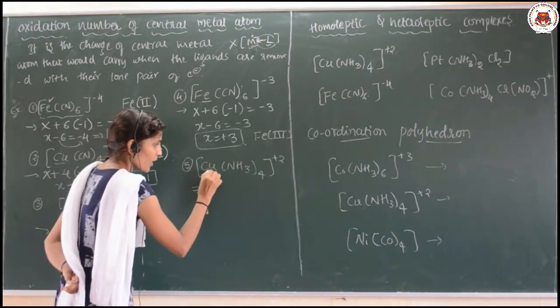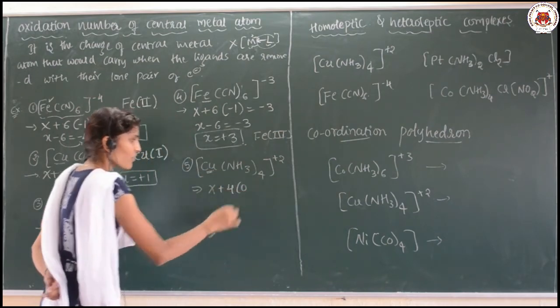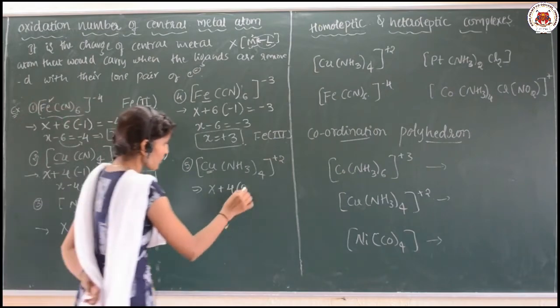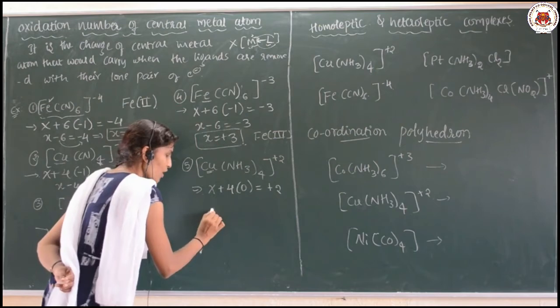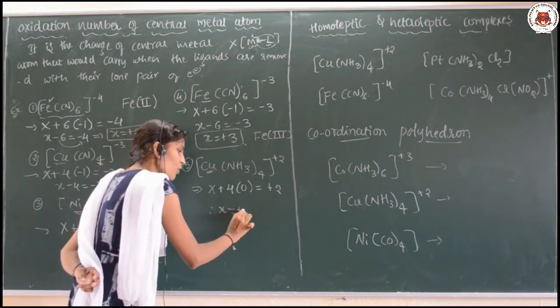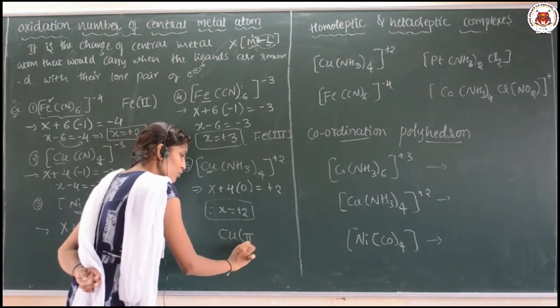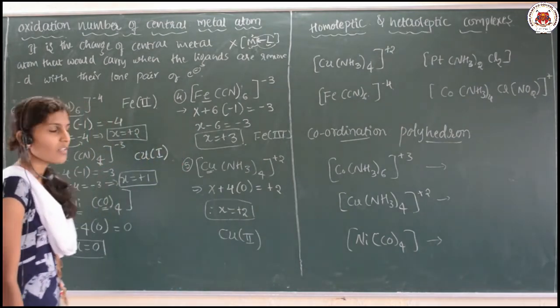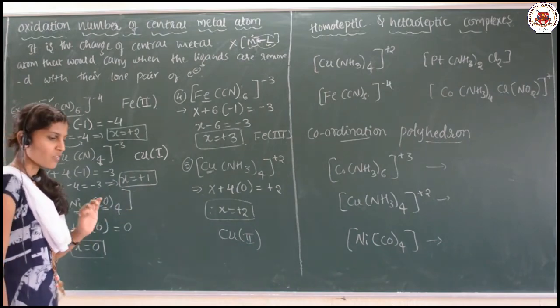And here copper I need to calculate, X +4. Here also ammonia is neutral, which means its oxidation state you can take as 0, which is equal to +2. Therefore X is equal to +2. So the copper is written with +2 oxidation number. So this is how we can calculate the oxidation number.